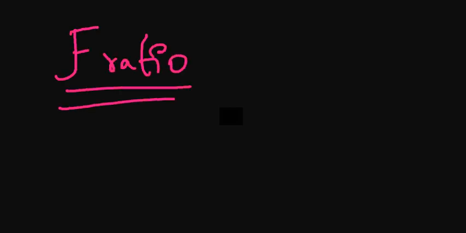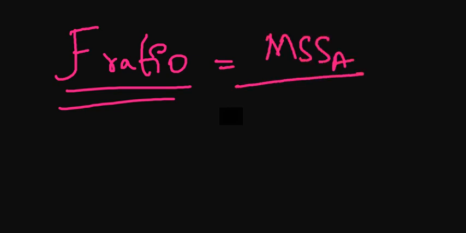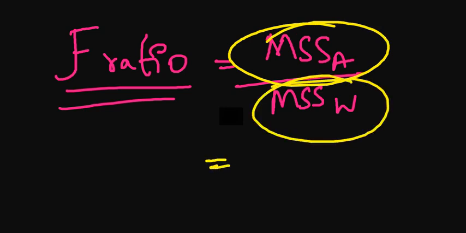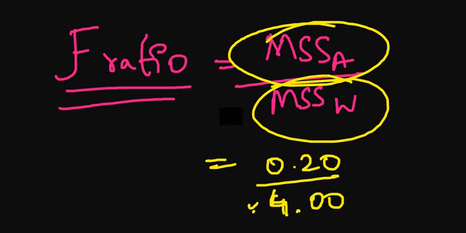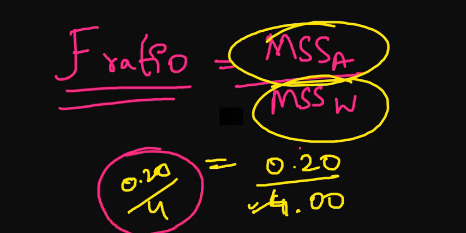Now what we have to do is calculate the F ratio, and the formula for F ratio is larger upon small. Simply put, F ratio is equal to MSSA divided by MSSW. Do we have the values for this? Yes, we have. MSSA is 0.20 and this is 4.00, or we can simply say 4. So 0.20 divided by 4.